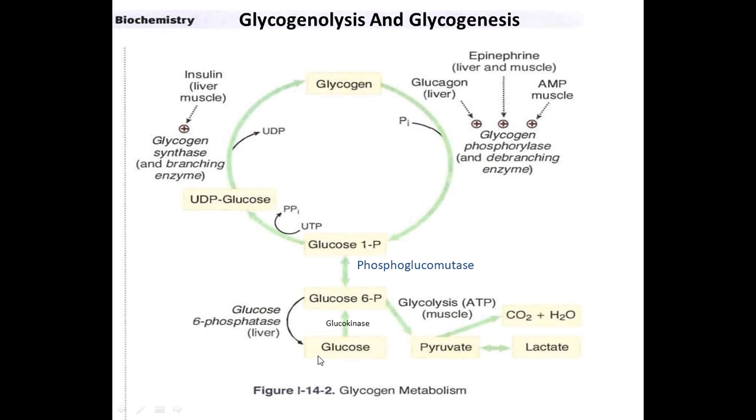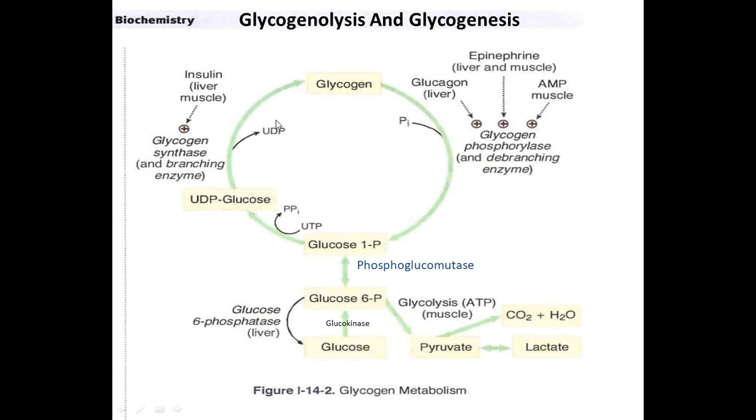It is first by phosphorylation to form glucose 6-phosphate, then mutation to form glucose 1-phosphate, activation to form UDP-glucose, then cleavage and attachment of the glucose residue to the glycogen primer to form the glycogen.